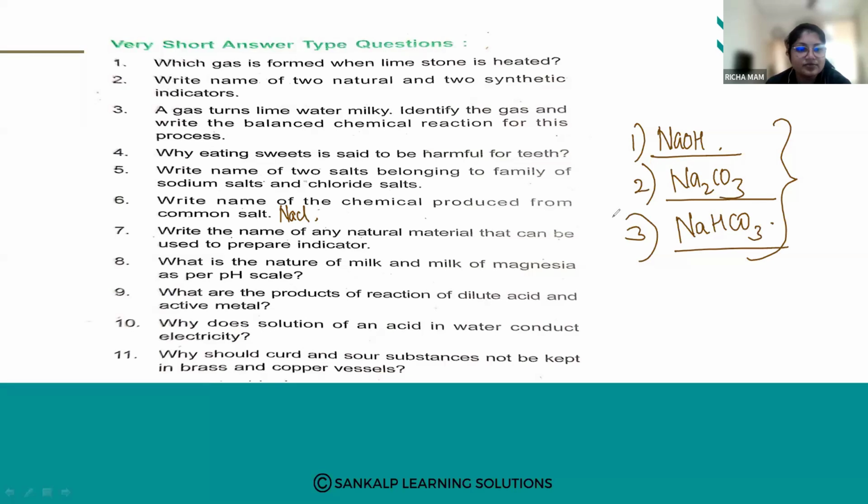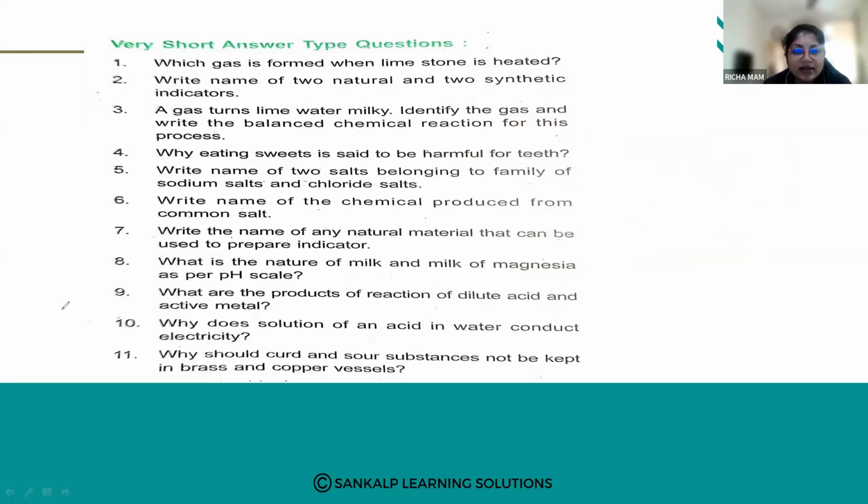Seventh question. Write the name of any natural material that can be used to prepare an indicator. Natural indicators are obtained from natural sources.